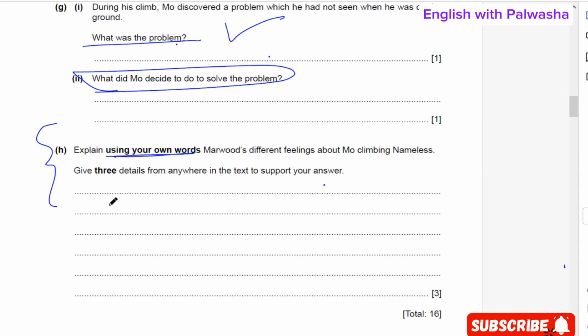So when you are writing the details here, first detail, second detail, third detail, I would really suggest you to pick up the reference from the text.